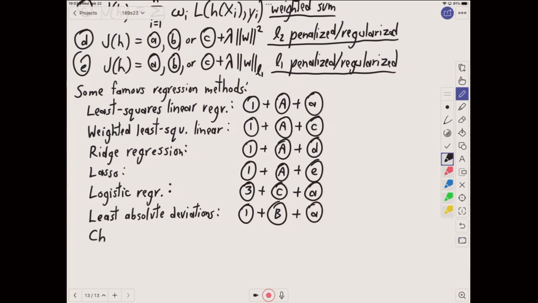Or if, instead of taking the average loss, we want to take the maximum loss, then that gives us something called the Chebyshev criterion. Most of these names kind of emerged for historical reasons. It's not like one person went through and thought about what all these regression methods should be called in some coherent fashion. Instead, it's like a hodgepodge of weird names.